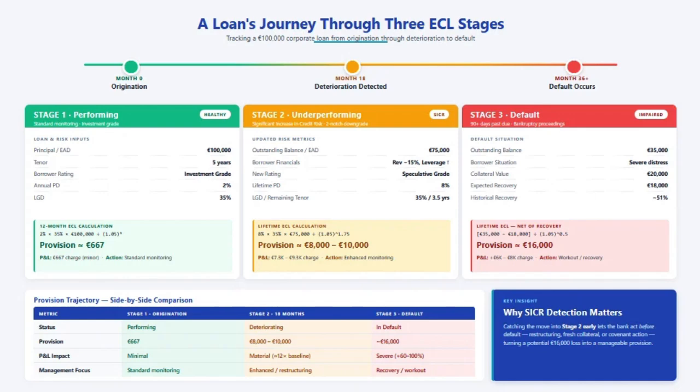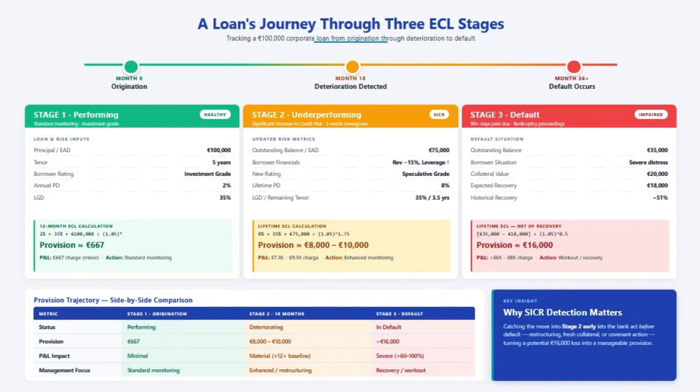Now finally, if the situation worsens and the borrower misses the payment or is officially classified as in default, the loan moves to stage 3. Now the bank recognizes the lifetime ECL based on actual default circumstances and historical recovery patterns. The bank might move to workout management, initiating legal proceedings or negotiating a restructuring.